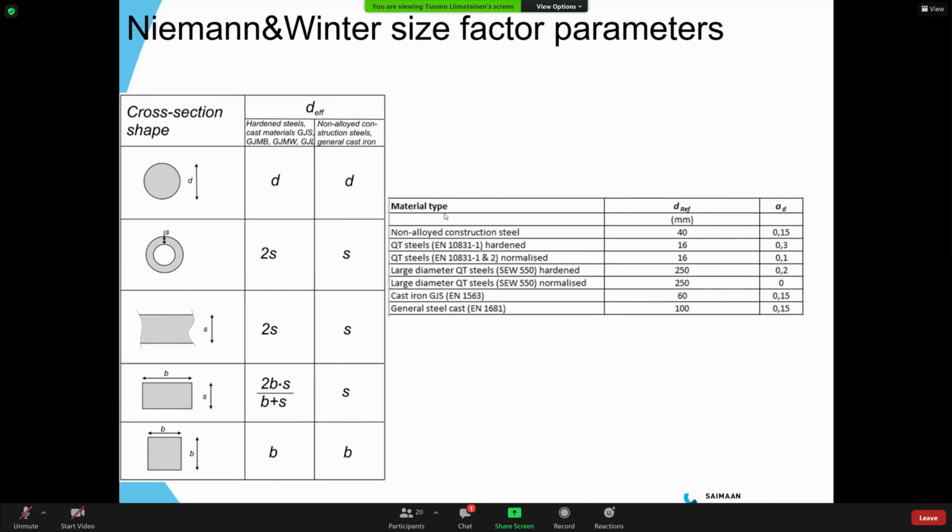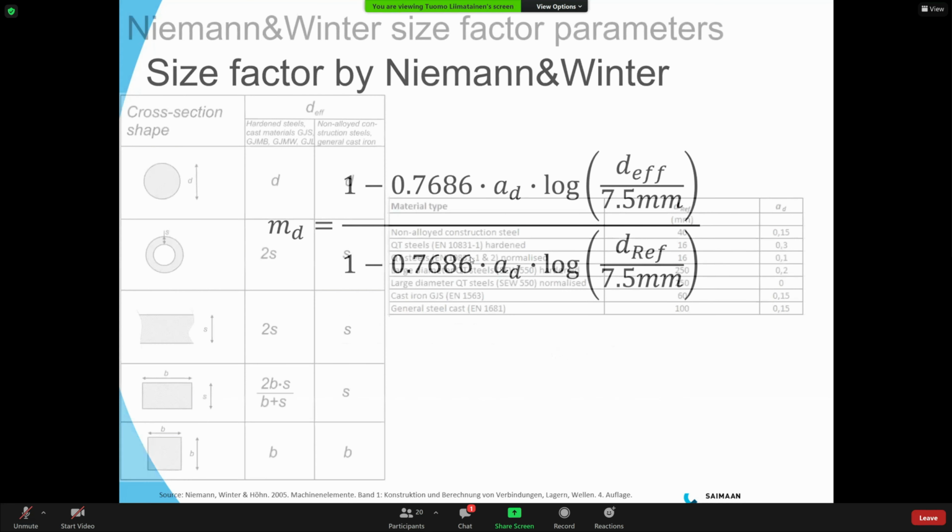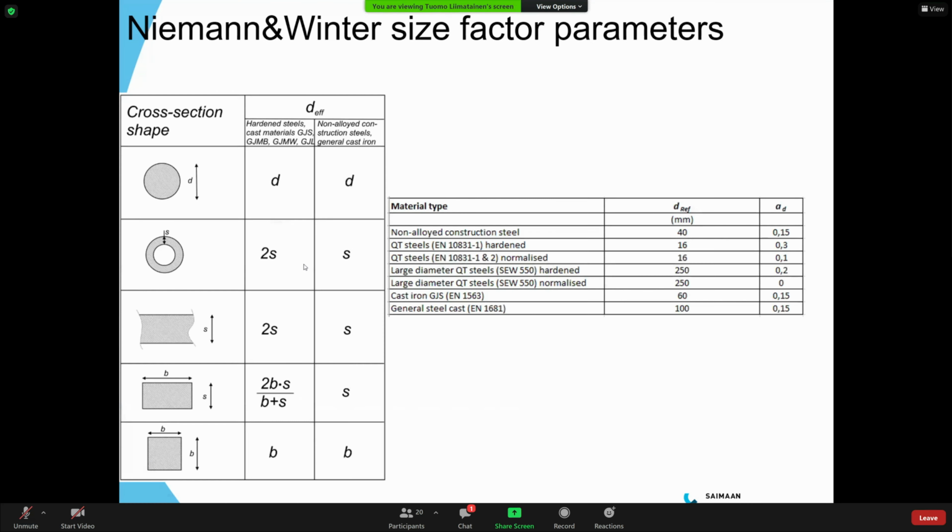It's the best to use this one. It's okay to use the tables as well, but this is, I would say, a more academic way of approaching it.